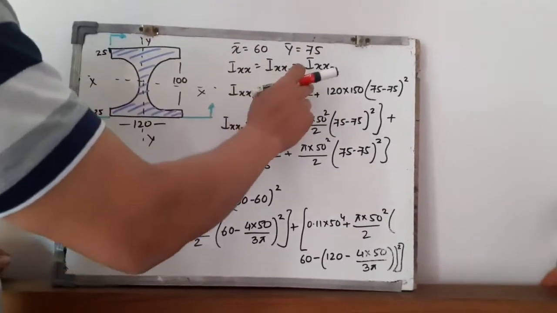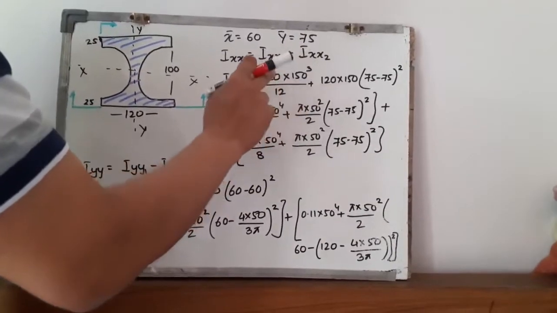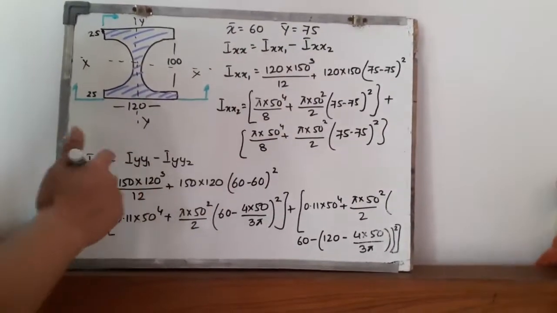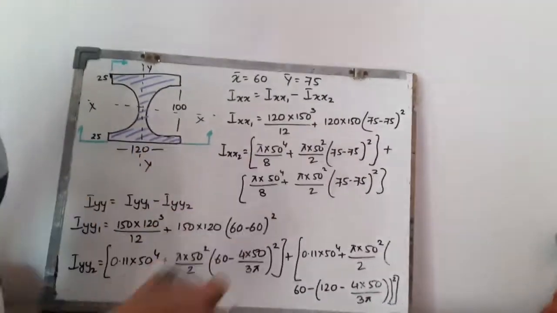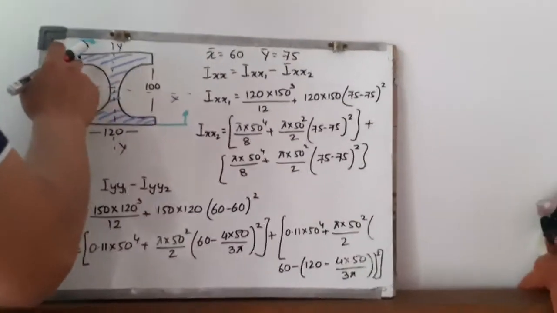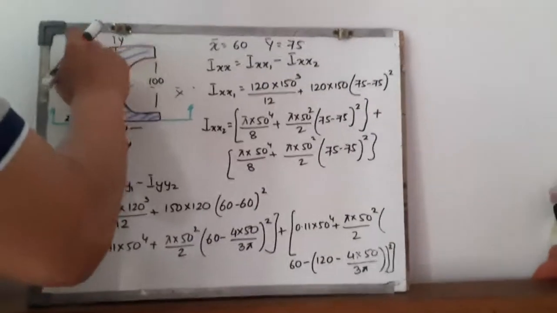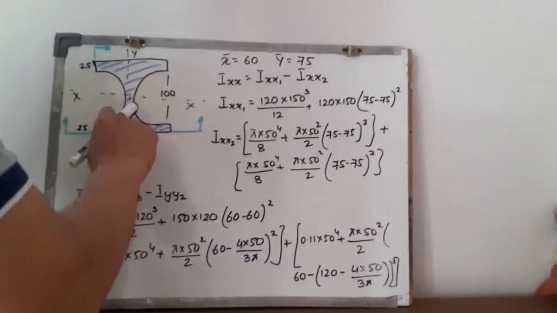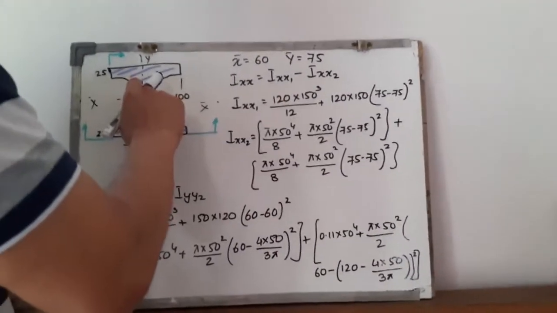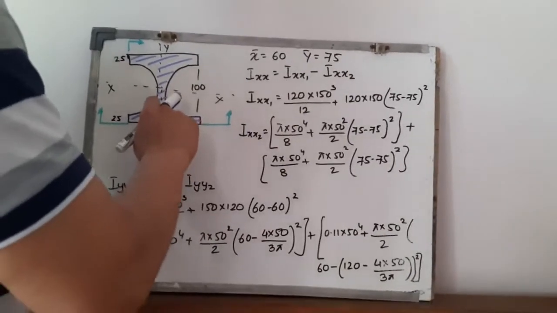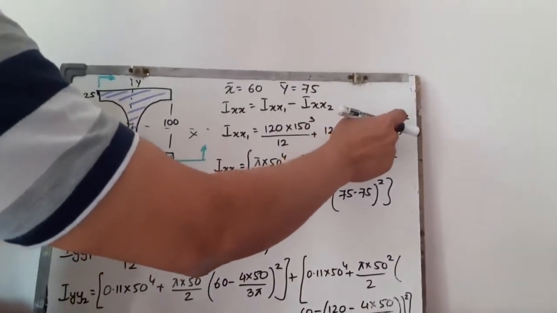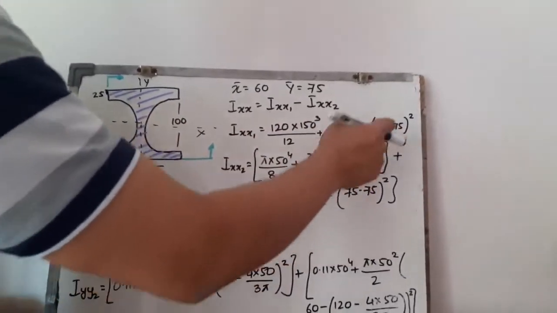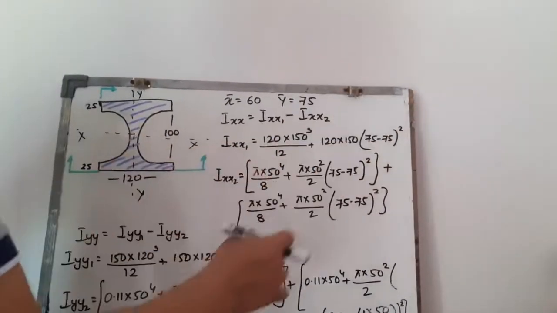So this is bd cube by 12, that is 120 into 150 cube by 12 plus the centroidal A h square. So 120 into 150. The centroid of body 1, the big rectangle, from the reference frame is at a distance of 75, and y bar for this composite body is also at a distance of 75. So this is 75 minus 75 whole square. This term will obviously be removed.